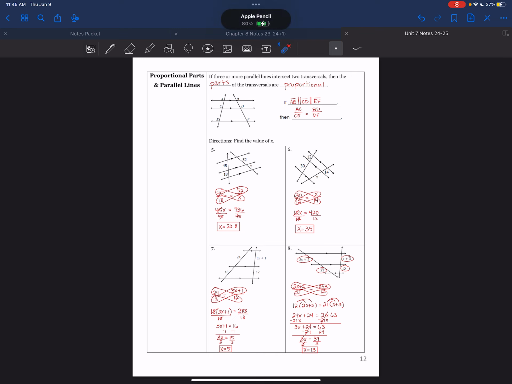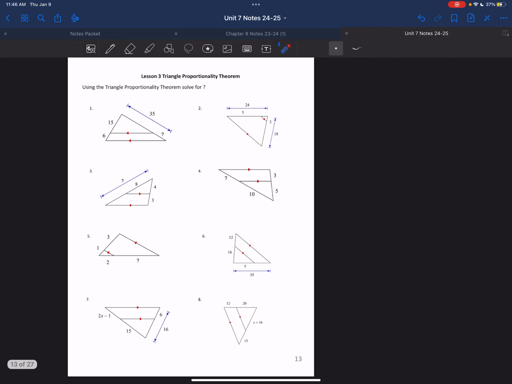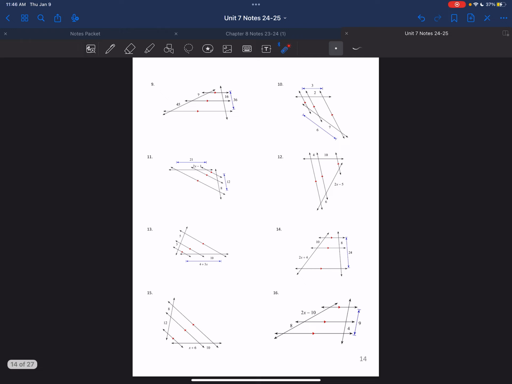The rest of this class period, you're just going to be working on, we got 2 pages of practice, page 13 and page 14. And then we also have the Delta Math, which remember that's going to be due on test day, which is the 24th. So make sure that you're getting that done, keeping up with it. And if you got any questions, feel free to just message me on Canvas and I can help.